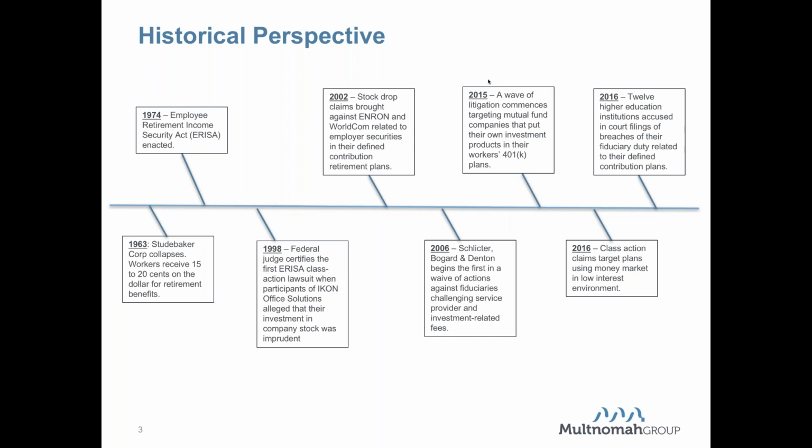But first was back in 1963, which really created the need, or at least the perceived need, for the Employee Retirement Income Security Act. Back in '63, Studebaker Corporation collapses, and workers only get about 15 to 20 cents on the dollar of their retirement benefits. And clearly that created what had up to this point been an unknown risk that had become a material risk. As a result, a mere 11 years later, because legislation moves so quickly, we have the Employee Retirement Income Security Act, or ERISA, as we'll refer to it regularly throughout today's presentation.